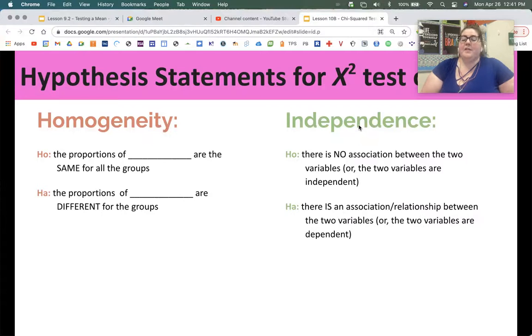Our alternate would be that there is an association or relationship between the two variables. In other words, that the two variables are dependent, that one does affect the other. They do have some kind of impact. Whatever happens with one variable is changing what happens on the other, right? If you remember that our null is always same, things don't change, everything's chill, and our alternate is always something happened, something's different, something's being affected.